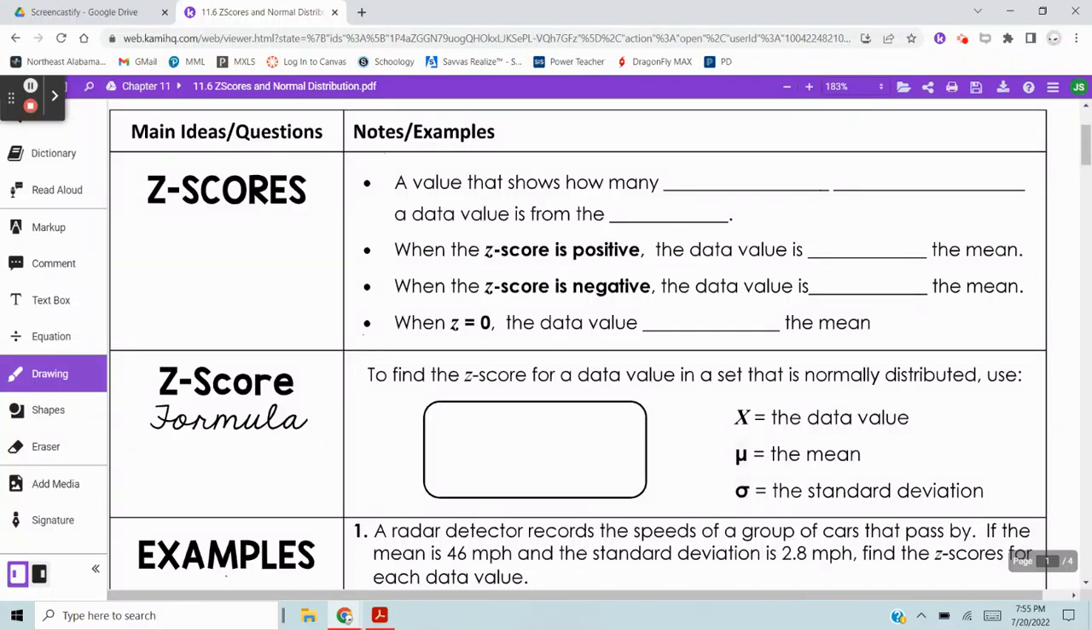Okay, this lesson is going to closely follow our last lesson about normal distributions. We're going to be talking about z-scores. Let's start off by defining what we mean by a z-score. A z-score is a value that shows how many standard deviations a data value is from the mean. So a z-value is simply telling us how far we are from the mean.